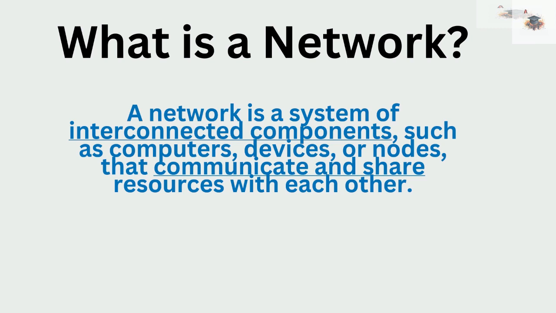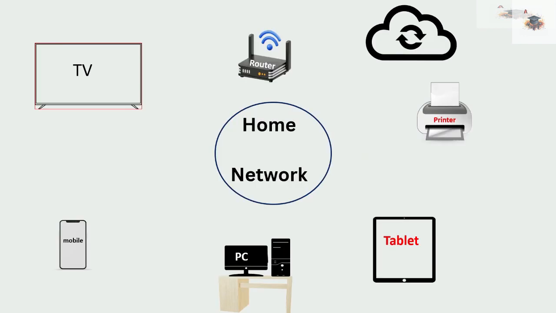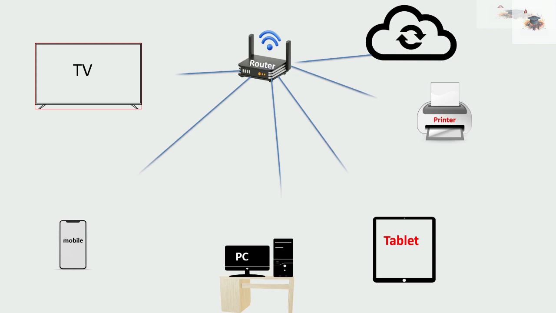A network is a system of interconnected components, such as computers, devices, or nodes that communicate and share resources with each other. Back to our home network. Once these devices are connected, you can share files, photos, and documents with other devices on the network, print documents from your computer, tablet, or smartphone, stream videos from your smartphone to your TV, and share the internet connection among all your devices.